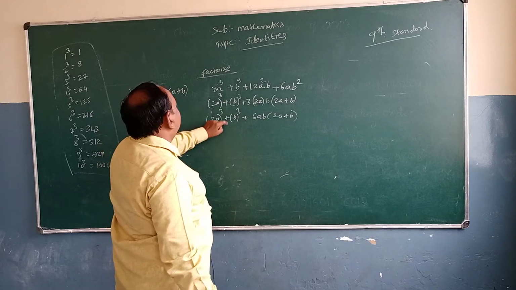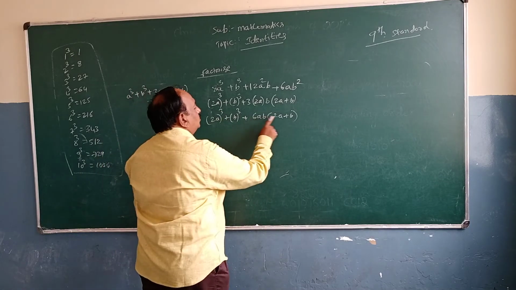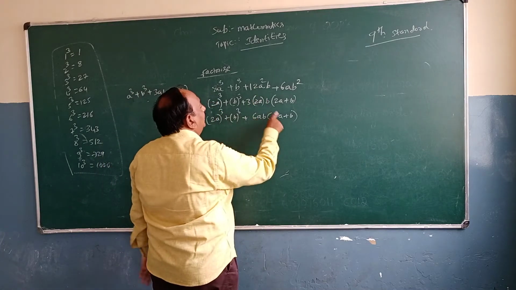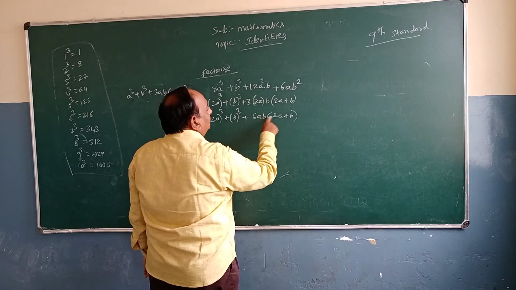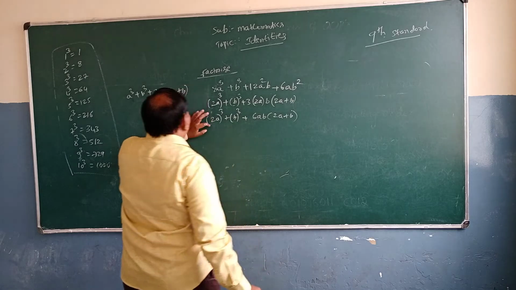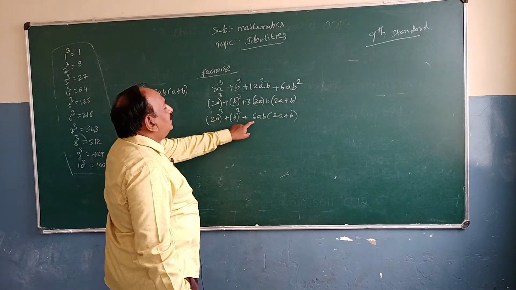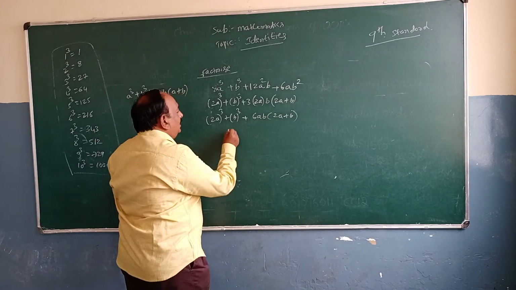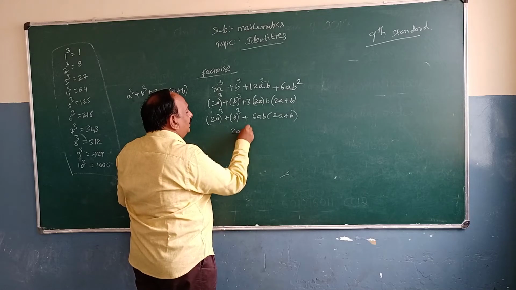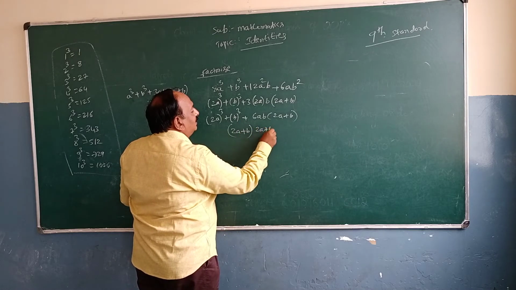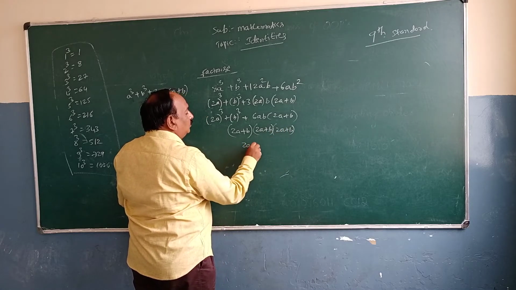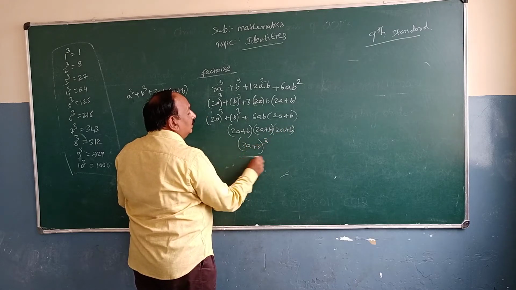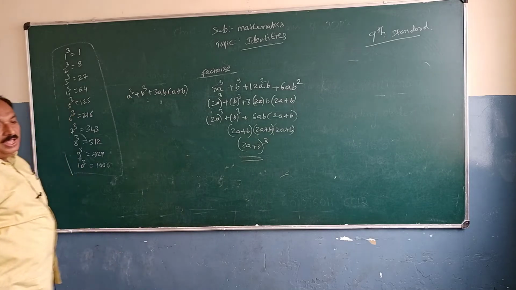a cube plus b cube plus 6 2s are 12, a into a square b, 6, a as it is, b into b, b square. a cube plus b cube plus 3ab into a plus b is equal to 2a plus b, 2a plus b, 2a plus b, that is equal to 2a plus b whole cube.